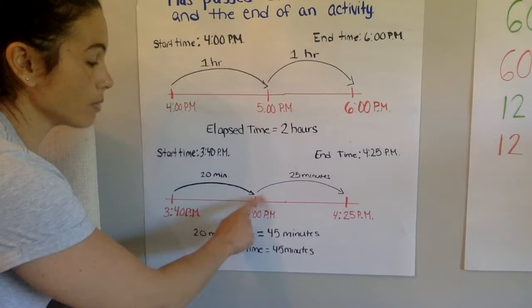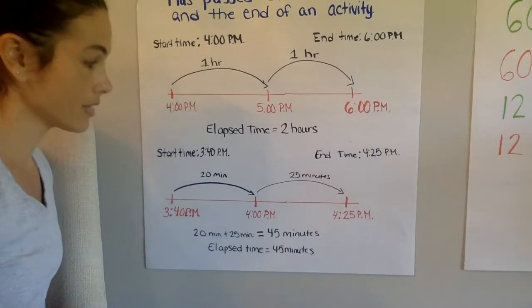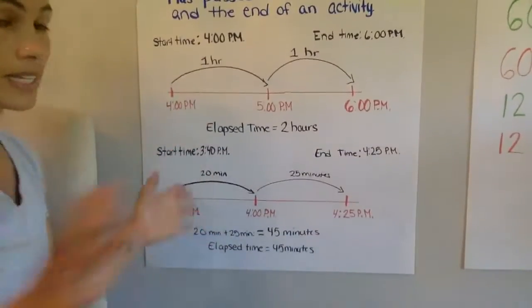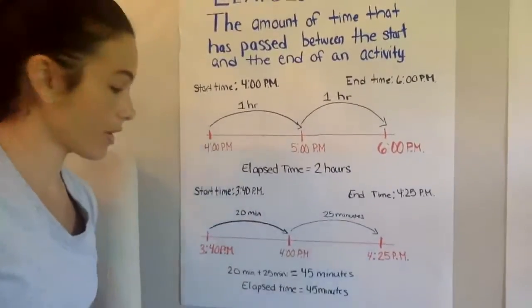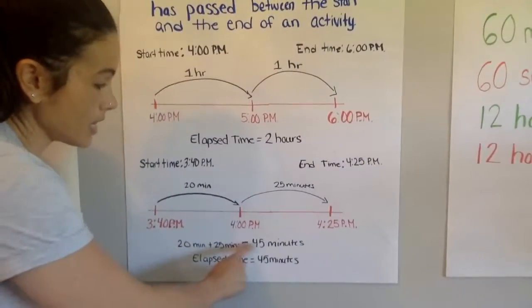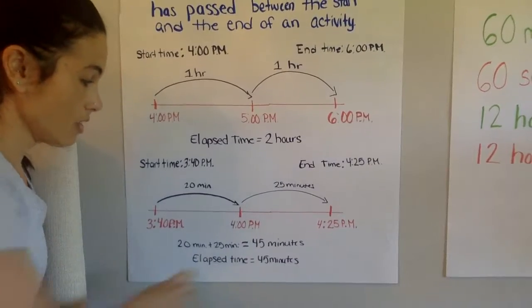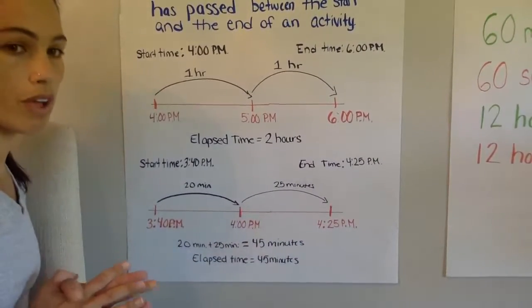Then what's the time between 4 and 4:25? It's 25 minutes. Now, we did this, but that's not our last step. Our last step is now we need to add these minutes together. So if you look down, 20 minutes plus 25 minutes equals 45 minutes. So our elapsed time between 3:40 and 4:25 is 45 minutes.